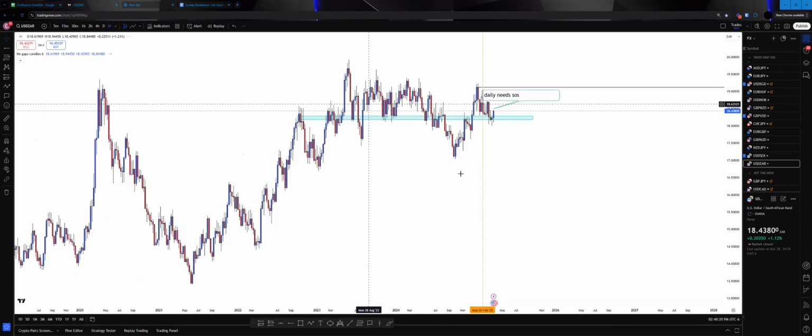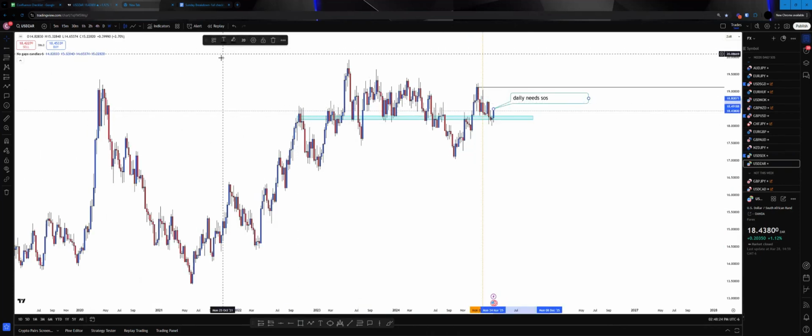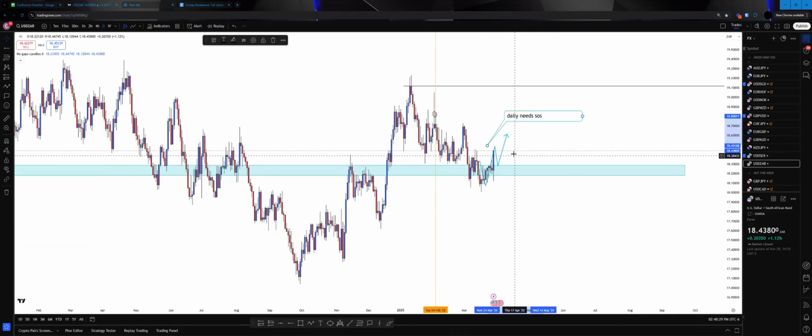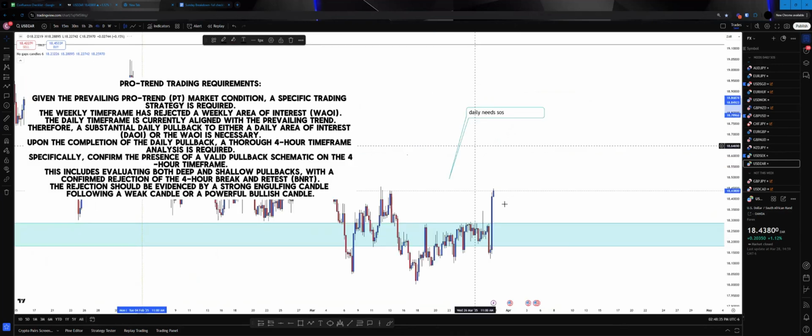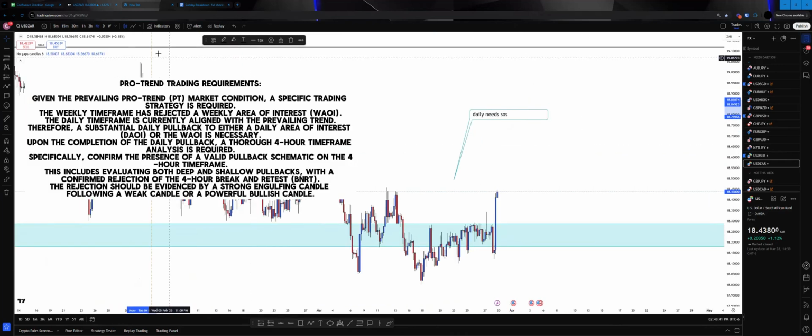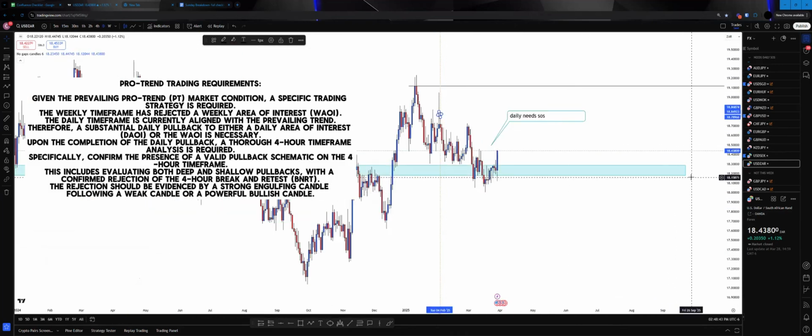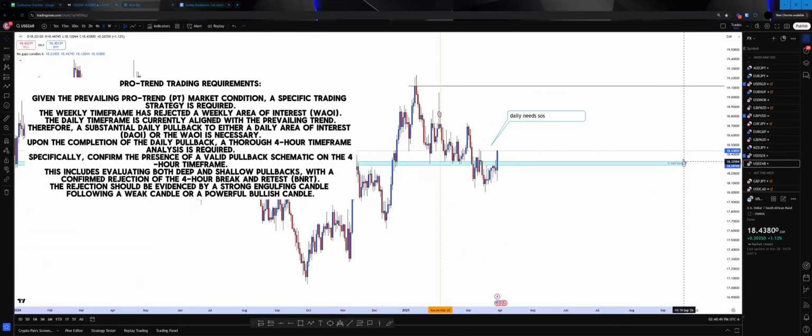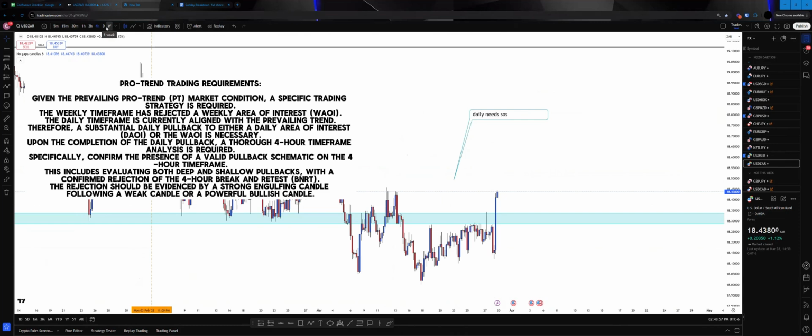USDZAR weekly is bullish, had a pullback, rejected off the weekly area of interest. Nice. Daily is bullish. Nice. So we just need a proper 4 hour pullback to a daily area of interest. So let's find a proper daily area of interest. Yeah, we can see that's good. So basically we just need the 4 hour to have a proper pullback.